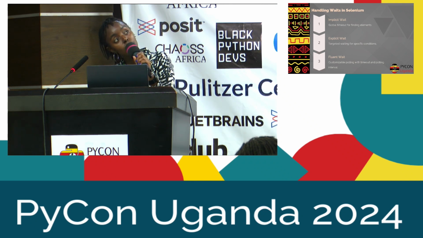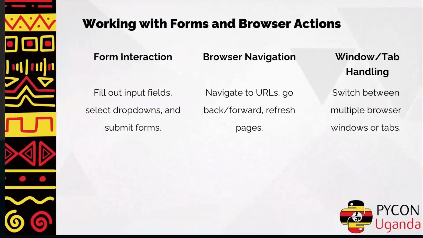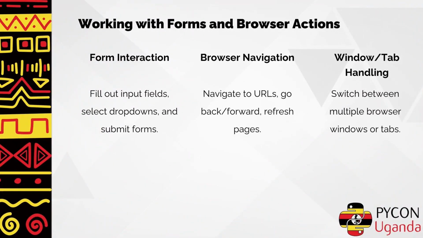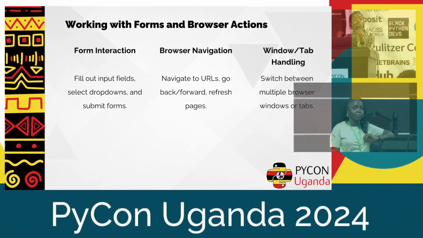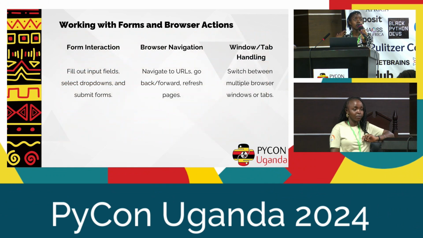So the other thing that happens is we'll be working a lot with forms and browser actions, and there are different ways of going about it. So there's the form interaction, browser navigation, and then there is the window and tab handling. The first one, form interactions: here you're going to fill out the specific fields that you are working with, and also select the drop downs and also submit the different forms.